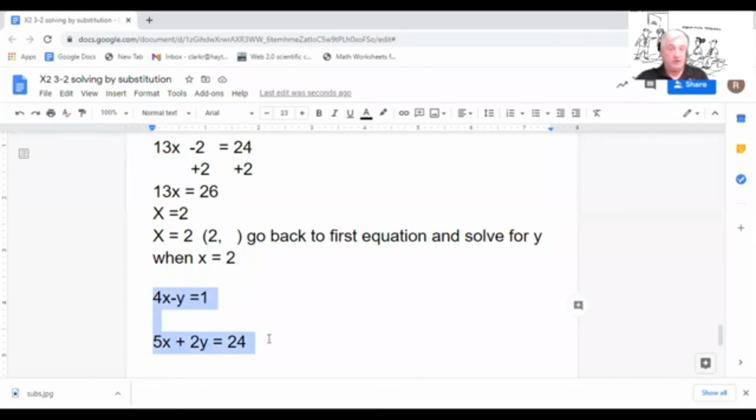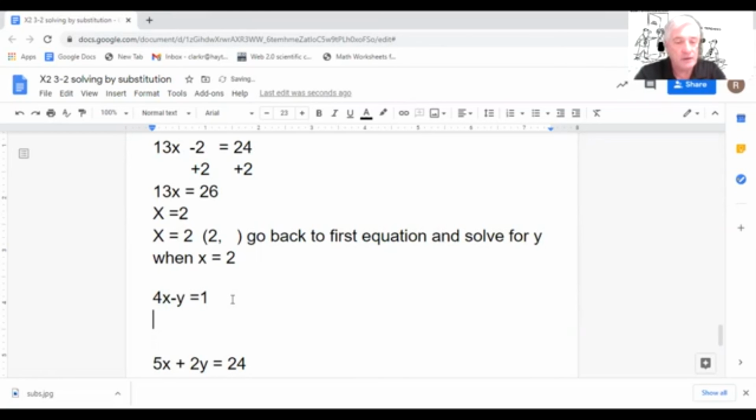Now, here are my 2 original equations. You can put 2 into either one where the x is and do the arithmetic. It's going to be the same answer for both. Does one of these look easier than the other for you to substitute 2 in for x? And you chose this one. All right, we're going to put that in.